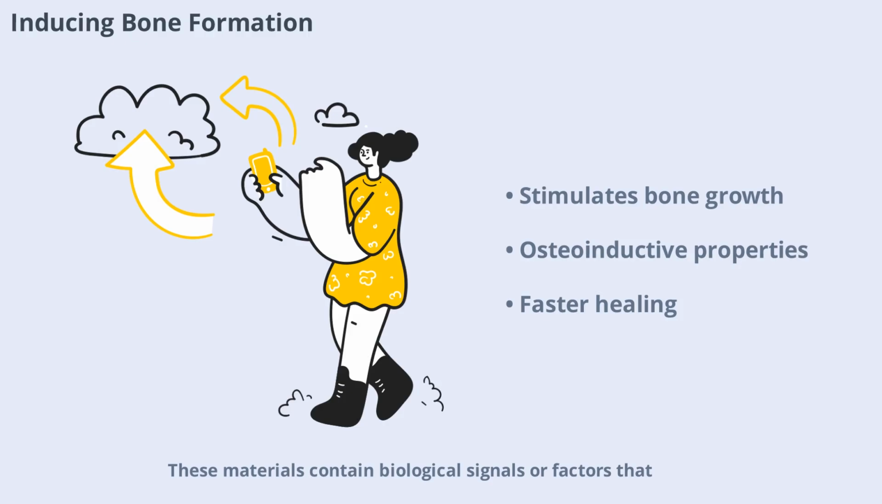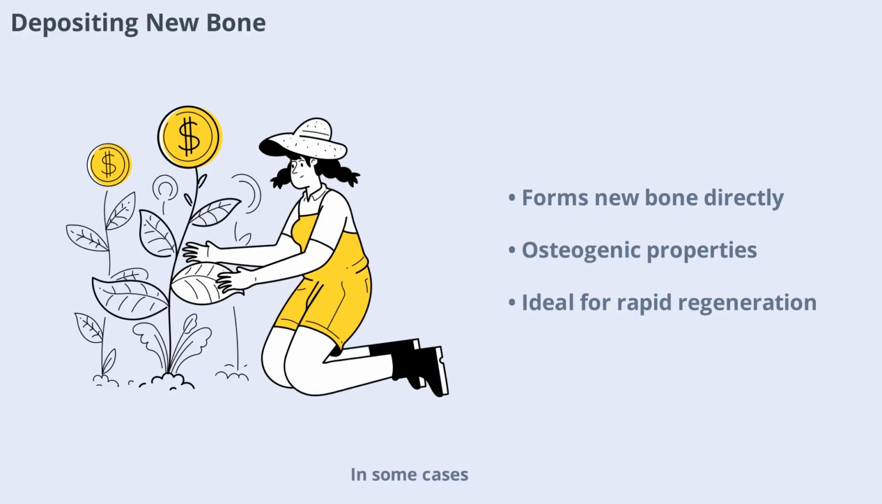Some bone graft materials can actively induce bone formation. These materials contain biological signals or factors that stimulate the host cells to produce new bone. This property, known as osteoinduction, is highly desirable because it enhances the healing process and leads to more robust bone regeneration.